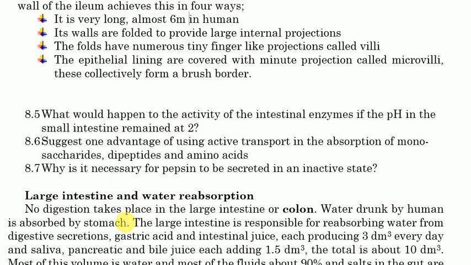Then you have some questions here. These are taken from the BS, and I hope if you visit the BS, we have the answers for these questions. What would happen to the activity of the intestinal enzymes if the pH in the small intestine remained at 2? What could happen here means the enzymes could not function because the activity of enzymes is affected by pH. Sometimes the BS provides very short answers. If you are asked in the exam, don't just write the answers. Write the answers, but add your own explanations. Teachers also look for the answers from the BS, and then they want you to add some explanations, so that you will get many marks.